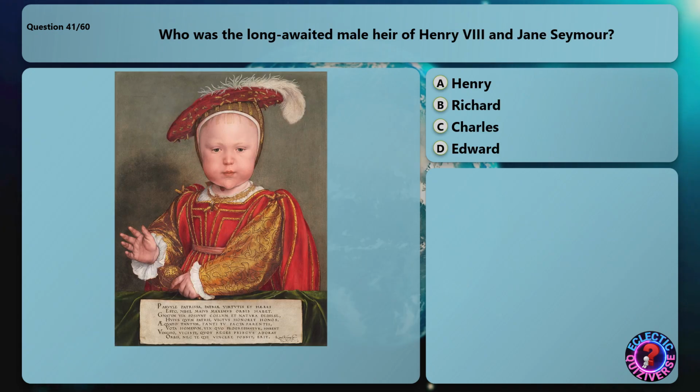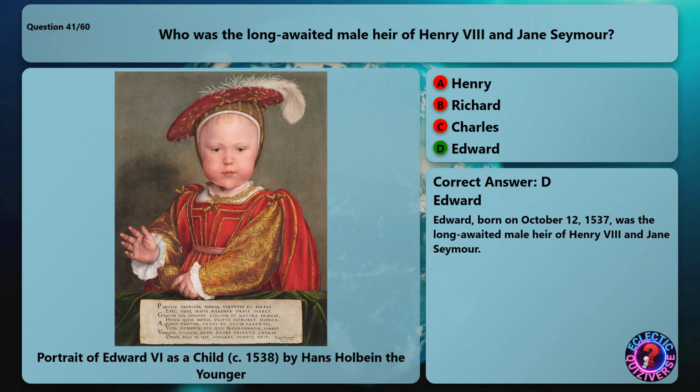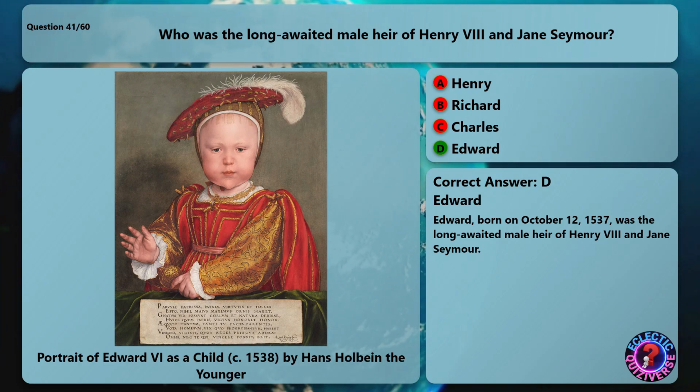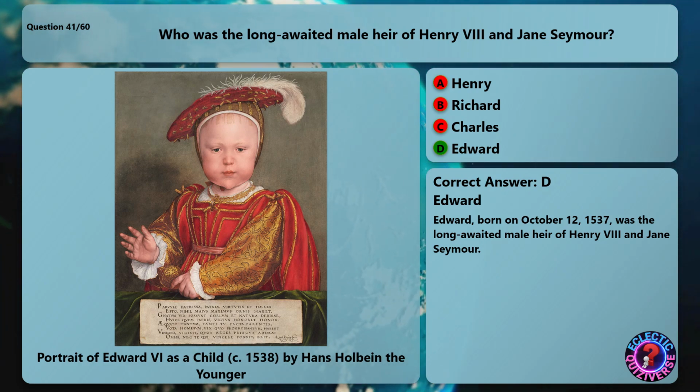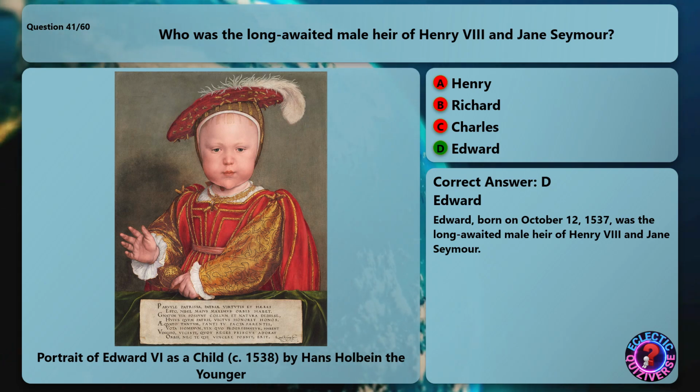Who was the long-awaited male heir of Henry VIII and Jane Seymour? The correct answer is Edward. Edward, born on October 12, 1537, was the long-awaited male heir of Henry VIII and Jane Seymour.